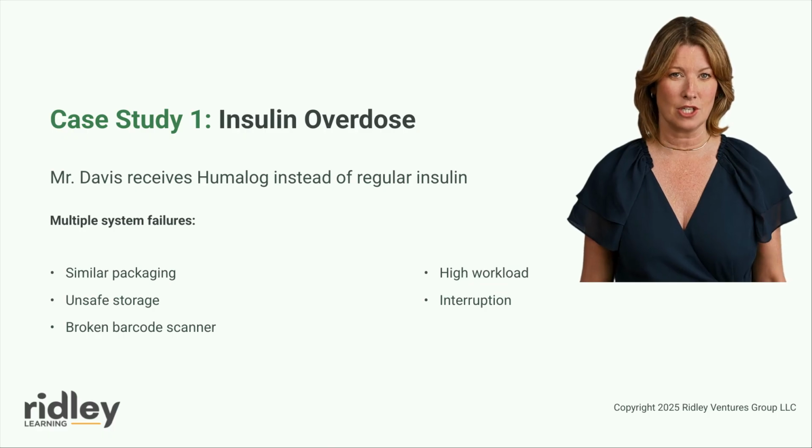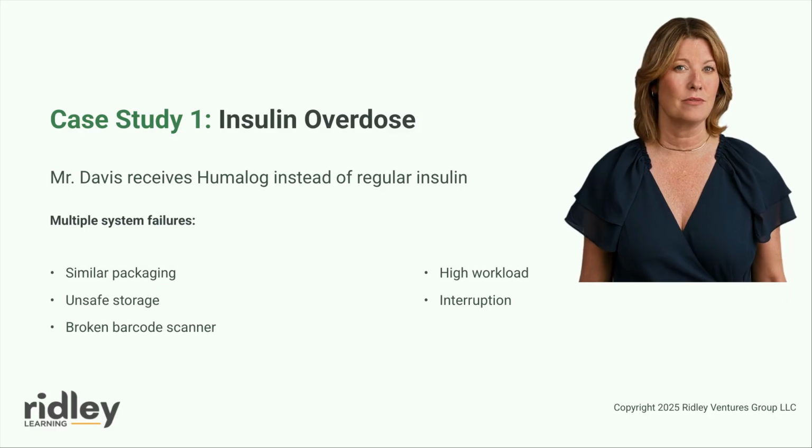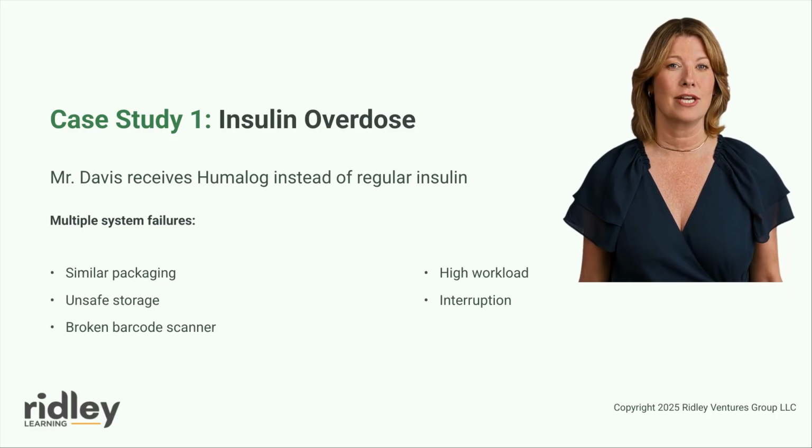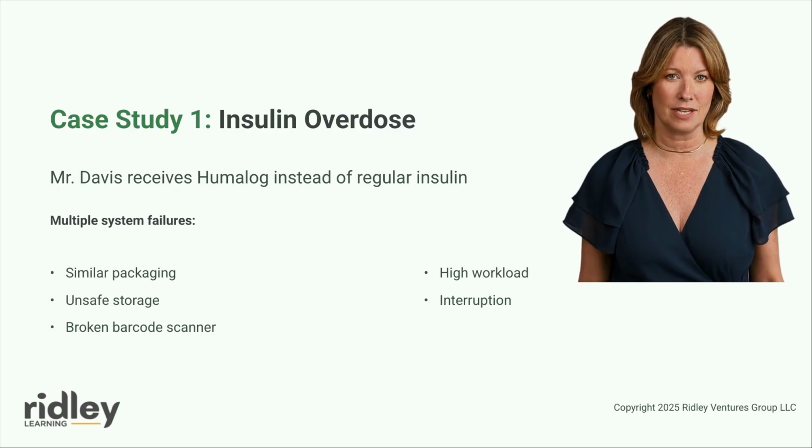Now let's move into Section 7, which presents clinical case studies in medical error prevention. The following case studies are designed to illustrate how the principles discussed in this course apply to real-world clinical situations. By analyzing these scenarios, we can see how multiple system failures often combine to cause patient harm and identify stronger, more effective strategies for prevention. Let's begin with case study 1, the insulin overdose, a cascade of system failures.